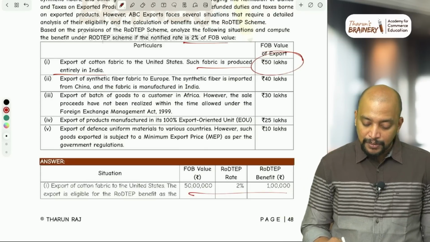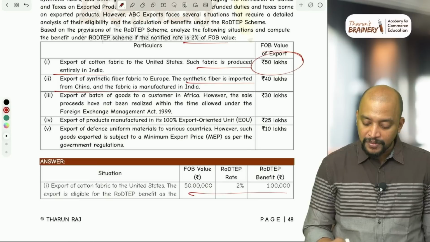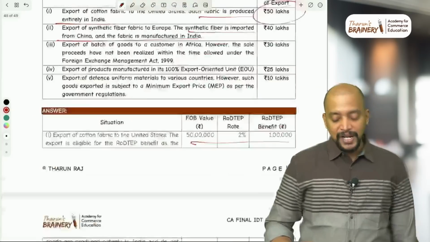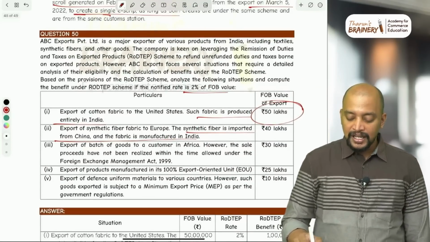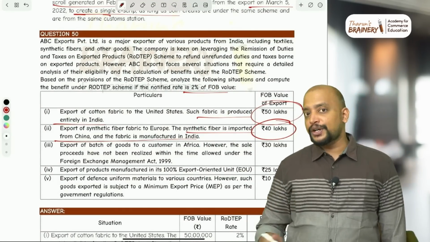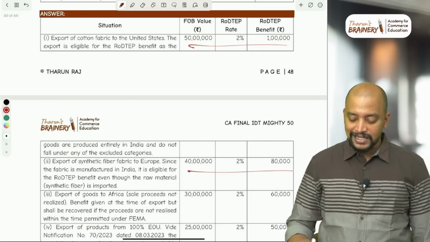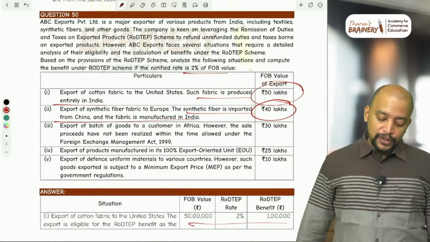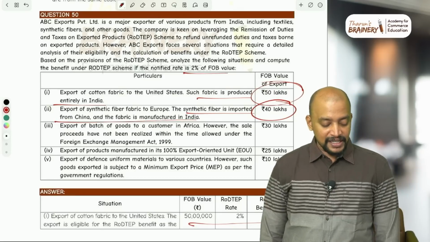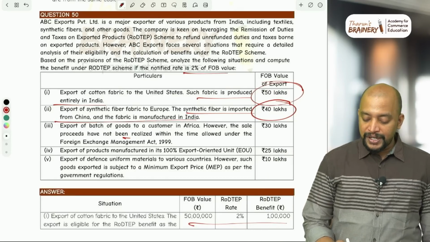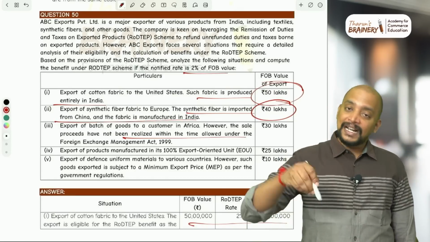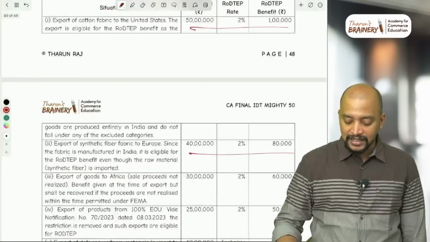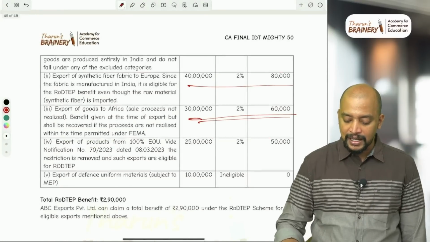Export of synthetic fiber to Europe, the synthetic fiber is imported from China. See, the fabric is manufactured in India, so we are eligible. If the goods are imported from one country and exported to another country, then we are not getting it, but in this case it is possible because raw material is imported and finished goods are exported. Export of a batch of goods to a customer in Africa, however the sale proceeds have not been realized within the time allowed. Even then we will claim, but if you are not able to realize the proceeds, then we need to pay that back. But now you can claim the rebate in this case.